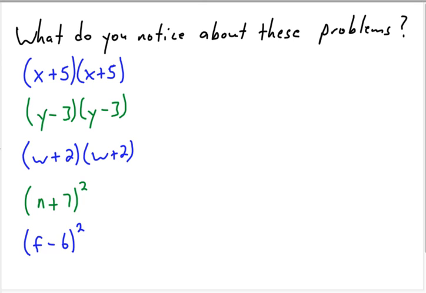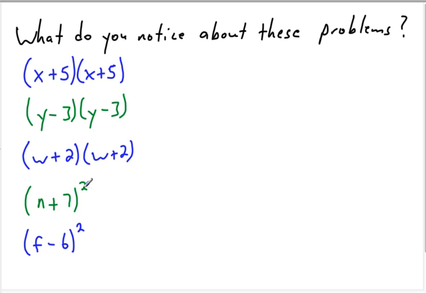So pause this video and tell me what you notice about these problems. Okay, so once you've resumed the video, you should realize that each of these we're multiplying the same thing. So x plus 5, x plus 5, y minus 3, y minus 3. So it's similar to the last set of problems, except that it's not the sum and the difference, it's the same thing each time. So they're either both sums or both differences. And these two on the bottom are the same thing.